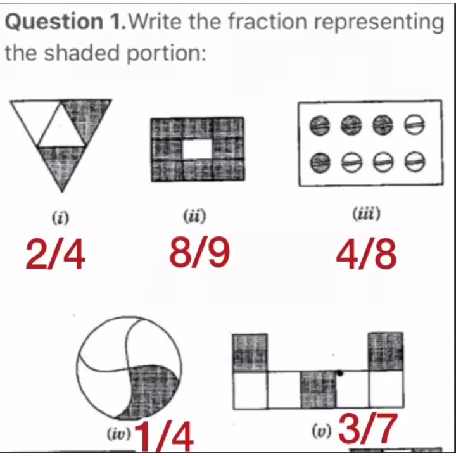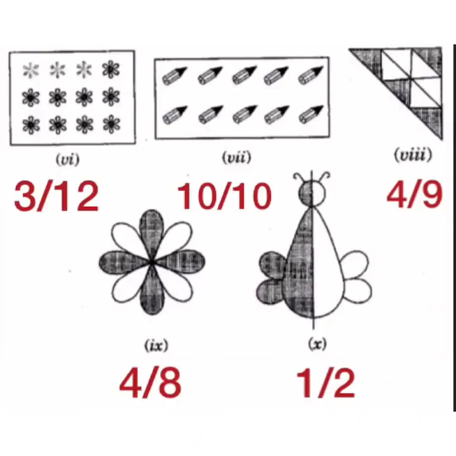Yes, 1 by 4. Now fifth one, here you can see this figure is divided into 7 equal parts and 3 parts are shaded. So 3 is the numerator and 7 is the denominator. And how we will represent it in fraction? Yes, 3 by 7 or 3 upon 7. Now you can see the sixth one.